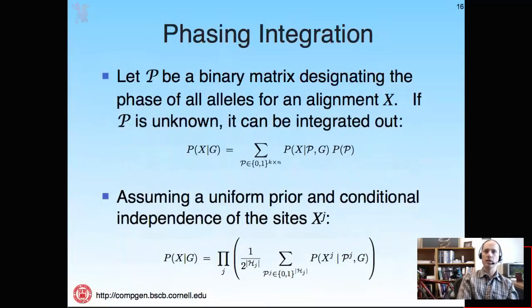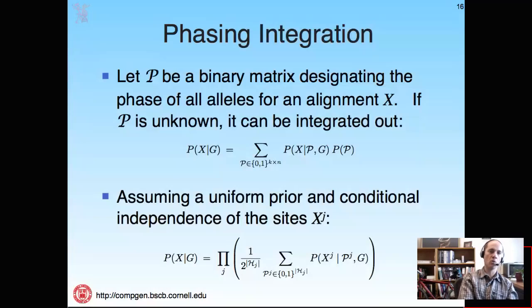Just a quick note about the phasing integration. So we basically assume there's some latent variable representing the phase of all of these diploid alleles, and we integrate over all possible values of this random variable, of this matrix describing phase. If you assume a uniform prior across all of the positions, which is fairly reasonable since phasing is essentially an arbitrary decision, and conditional independence of the sites given the phasing assignment, then you can basically move this sum over possible phases inside of the product over sites.